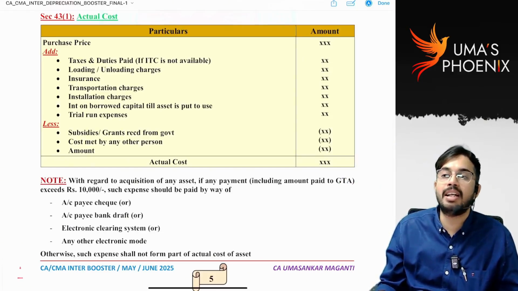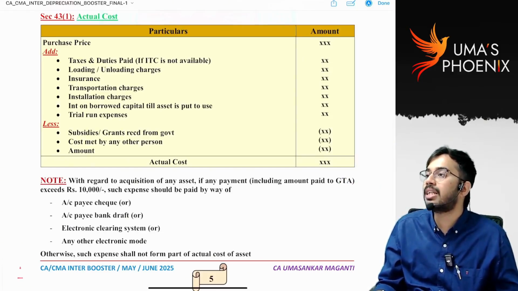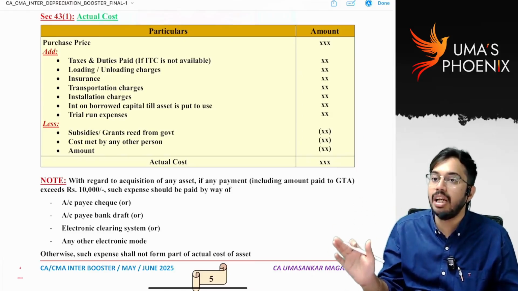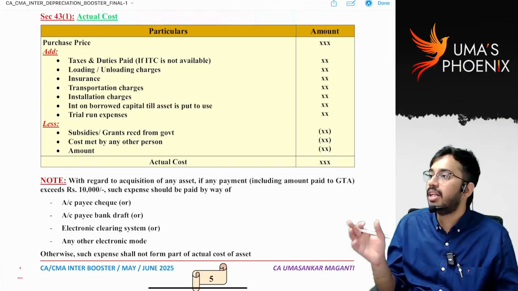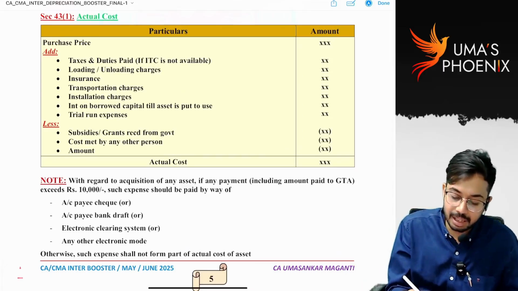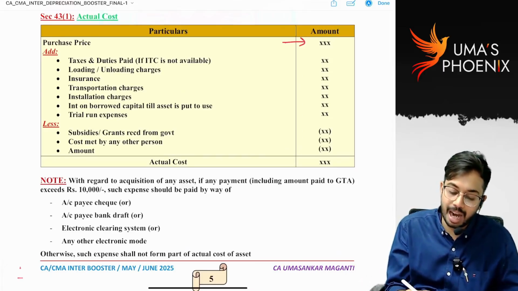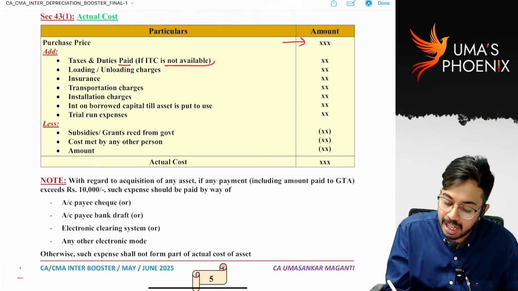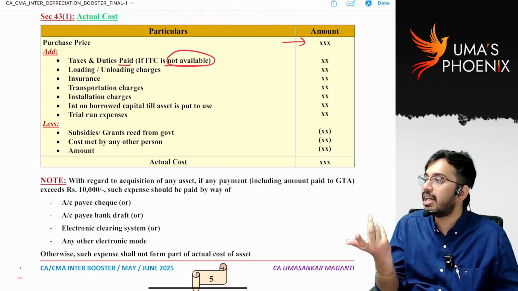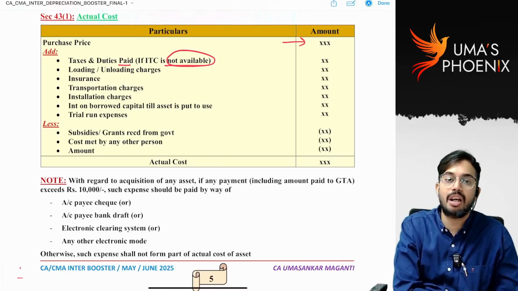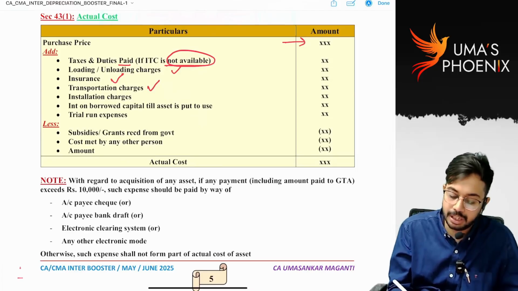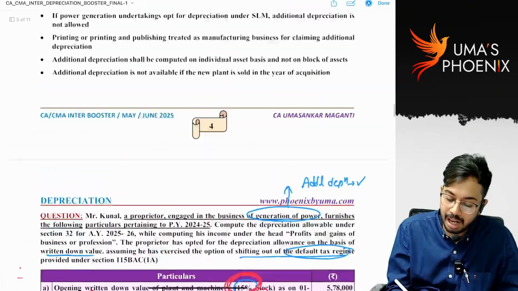Do you know input tax credit, right? In GST you would have studied. If input tax credit is available, the GST component is not added to the cost of the asset. If input tax credit is not available, then the GST component will be added to the cost of the asset, correct? So first there will be the purchase price. To that we will add taxes and duties paid if ITC is not available. If ITC is available, then we will claim input tax credit and that amount will not be added to the cost of the asset. Next, loading and unloading charges, insurance, transportation charges, installation charges, trial run expenses.